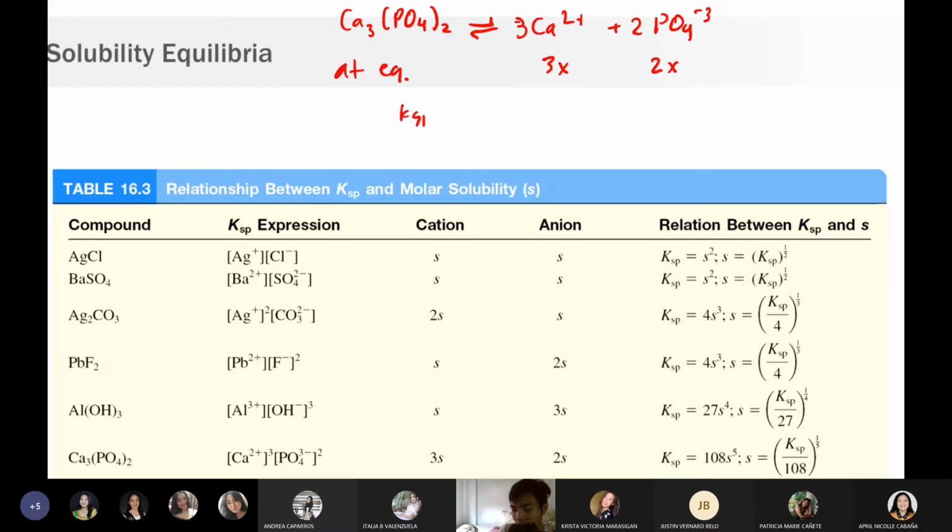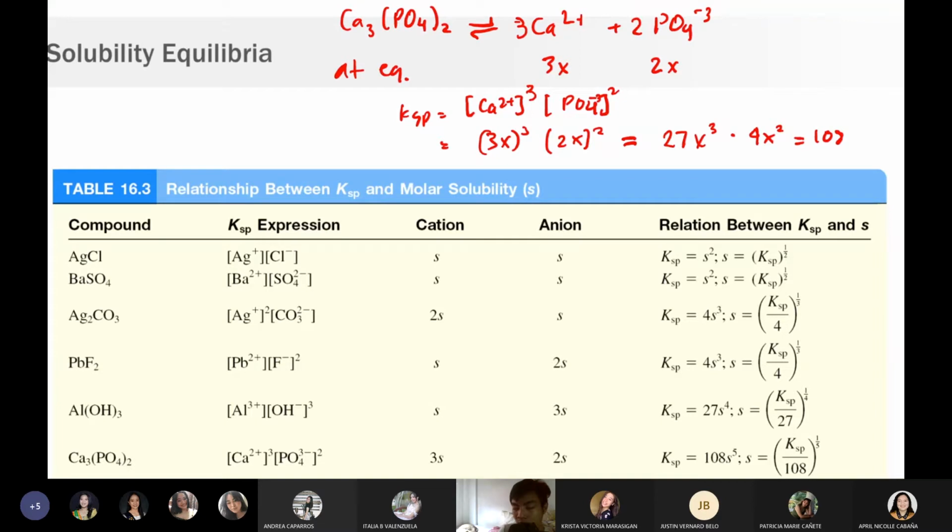Plug it into Ksp. You have concentration of calcium cubed and concentration of phosphate squared. Plug in mo yung x, so this will be (3x) raised to 3. This will be (2x) raised to 2. So what's (3x) raised to 3? That is 27x cubed times, this will be 4x squared. 27 times 4 is 108. And then x cubed times x squared will be x raised to 5. That's why solving for x will give you the expression fifth root of Ksp divided by 108.